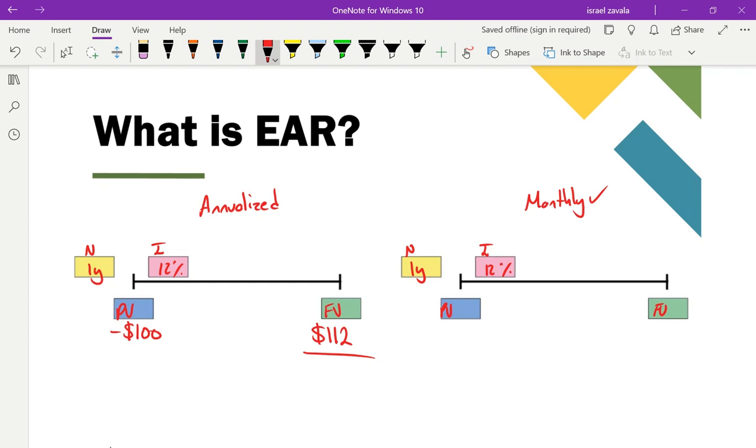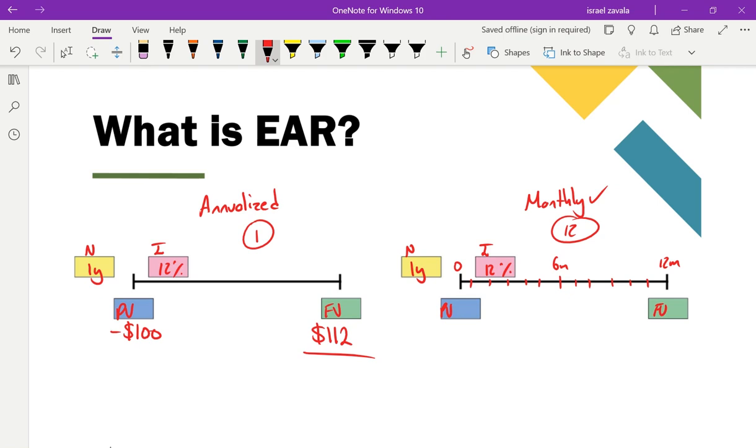Now, when we come over here to monthly, we go from 1 period to 12 periods because there are 12 months in a year. So we have time 0, we have our 6 month mark, and then the 12 month, broken down month by month. So we have 12 periods here.